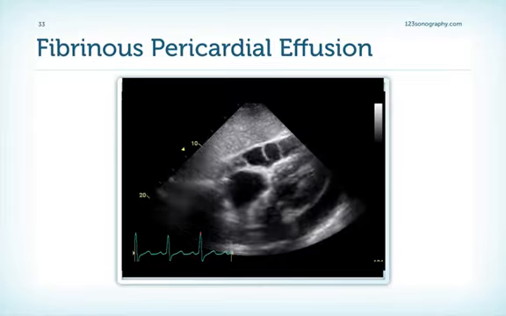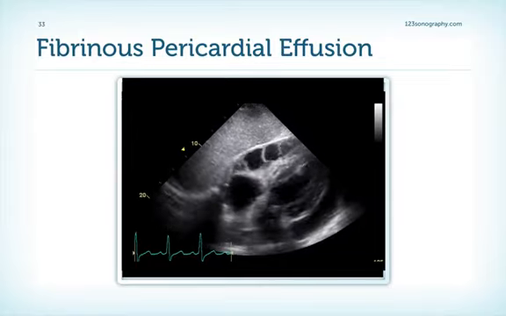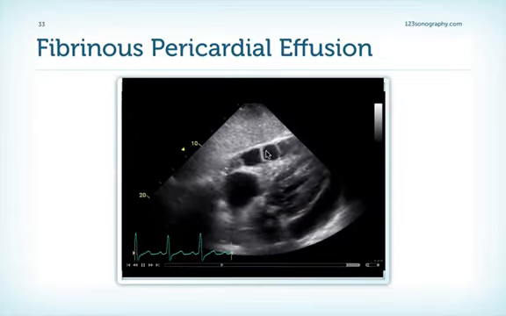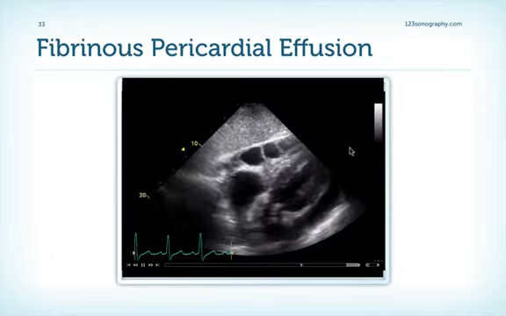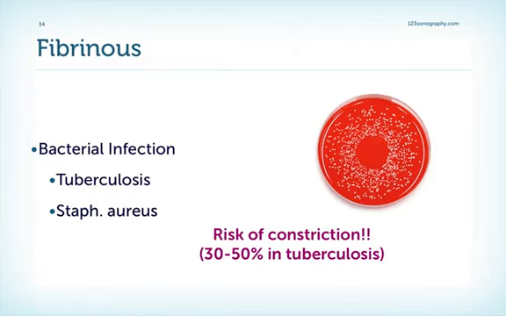Here's another example, this time of a patient who has tuberculosis. Again, you can see fibrous strands and a large pericardial effusion in this subcostal view. As already discussed, fibrous pericarditis is usually associated with some form of bacterial infection, either tuberculosis or Staph aureus infection, as you saw in these two cases previously.